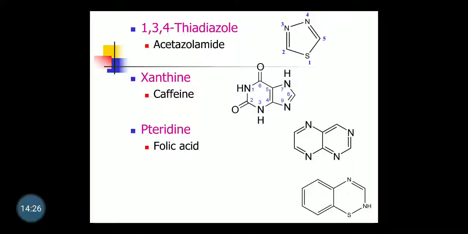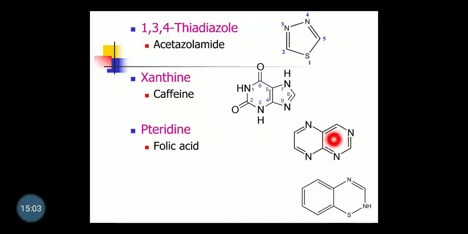Next, pteridine. Pteridine is a heterocycle which is again a fused ring. In purine we had seen one 6-membered and one 5-membered ring, but in this case both are 6-membered rings, and the relative position of nitrogen is changed. For example, one is a 6-membered ring with 2 nitrogen at relative positions 1 and 4, which we call pyrazine. The other is a 6-membered ring with nitrogen at relative positions 1 and 3, which is pyrimidine. So this fusion of two rings is called pteridine.